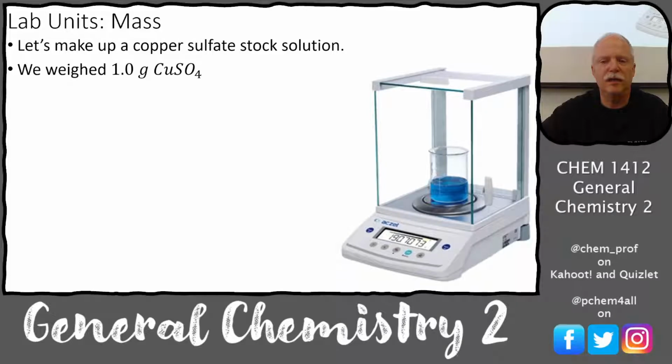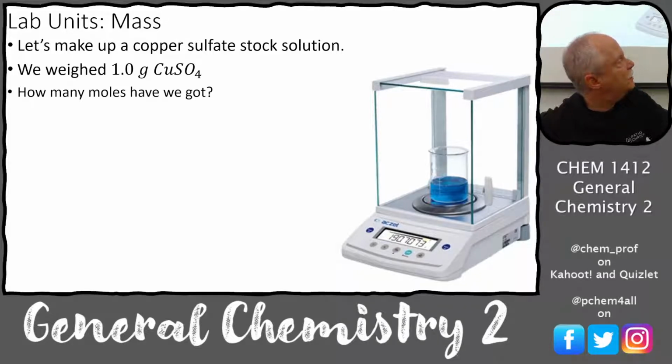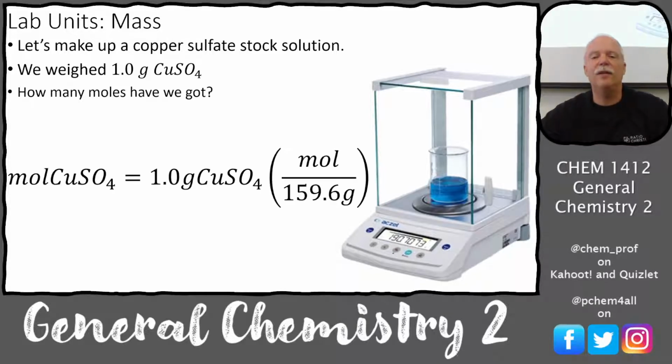If we weigh out 1 gram of copper sulfate, put it in the beaker, and weigh it on the balance, how many moles have we got? This is a pretty straightforward mole conversion calculation. You look up on the periodic table: you've got 4 oxygens, a sulfur, a copper. You add all of that up and it's 159.6. I've got the number for you, but I just want you to know where it came from. You divide by that molar mass and you get the number of moles of copper sulfate.